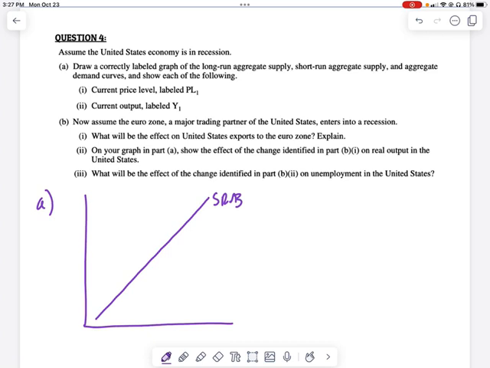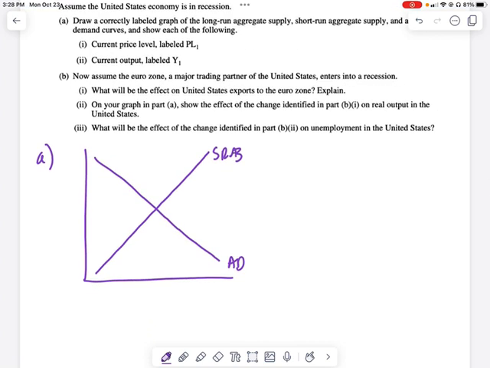I encourage you to just start with an X, short run aggregate supply, aggregate demand, price level, real GDP. Now, when they're in a recession, that means that there is no long run equilibrium. So that means I can go ahead with this X and I can draw the labels that they want here with my dotted lines, PL1 and Y1.